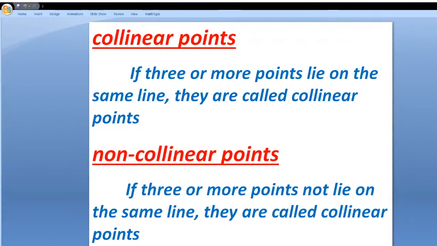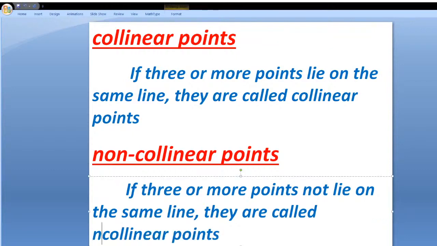So if three or more points do not lie on the same line, they are called non-collinear points.